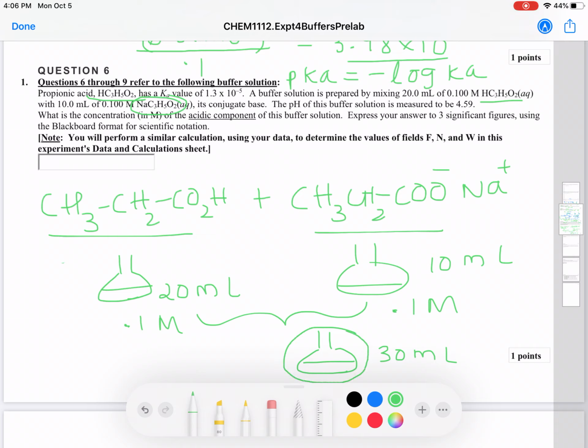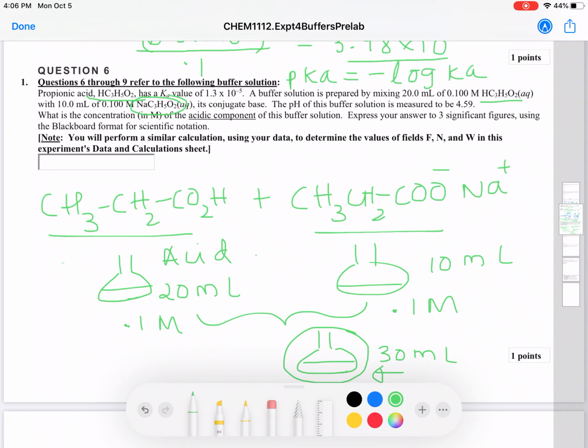What do we need to find out? What is the concentration of the acid component of this buffer solution? Now we made the buffer. This is your buffer. You need to find out the concentration of the acid. How do we make the buffer from the acid? By taking 20 milliliters of the acid with 0.1 molar solution. Now this amount is in 30 milliliters. We need to find out the new concentration of the acid component. How do we do that?